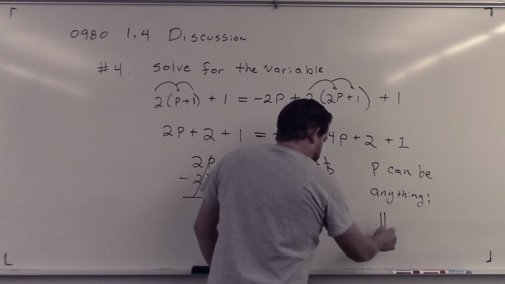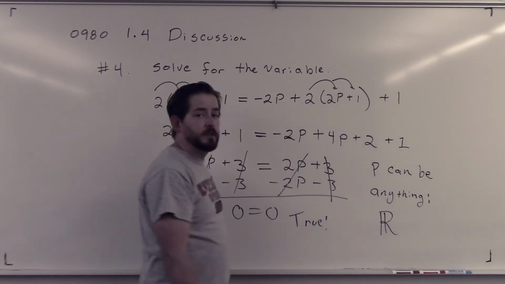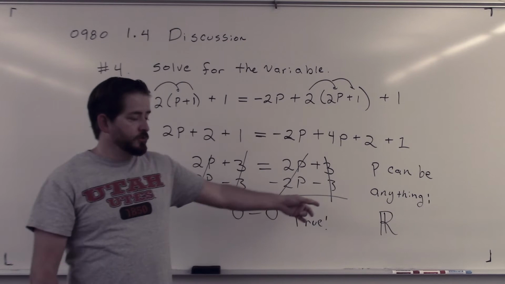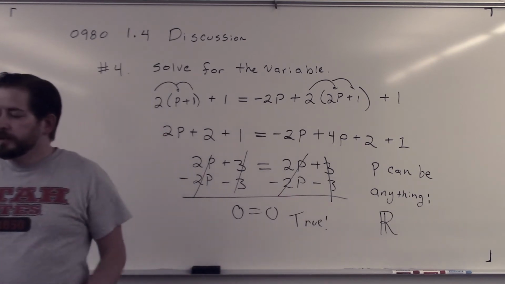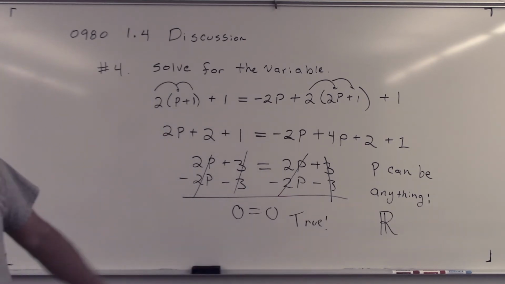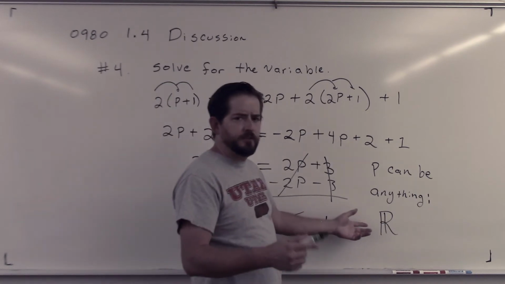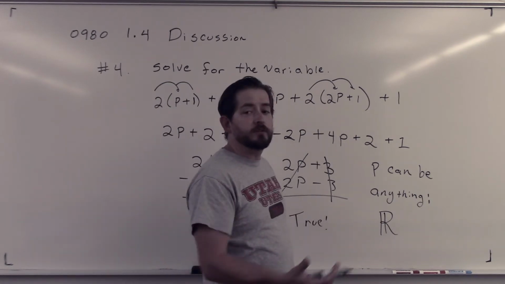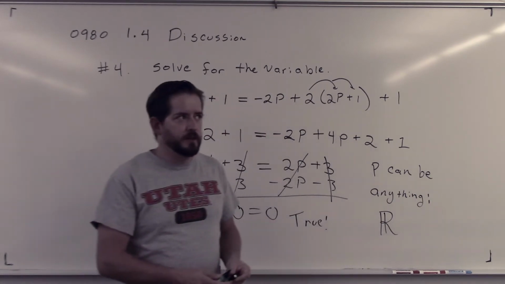Which is to say it could be all real numbers. And so our solution then is that double-barred R. If it's in this notation, if you're taking the test, you have to write it down. You could also write it in interval notation as negative infinity to infinity. Either way.